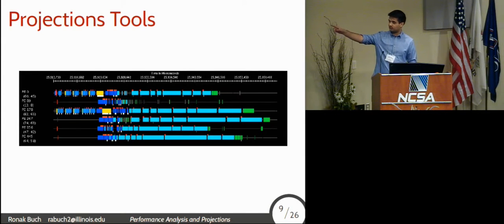For example, on the top of some of these PE lines, we have these little red ticks. The red ticks are user events. User events and things like that are very important. Essentially, what user events do in Charm++, if you're not familiar with them, is allow the user to insert calls inside their application, which adds instrumentation inside the logs.